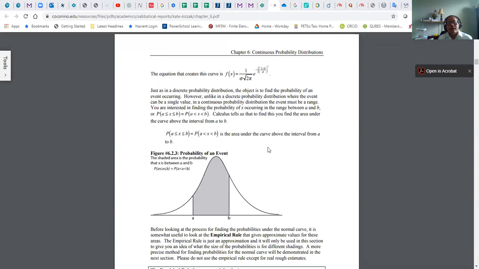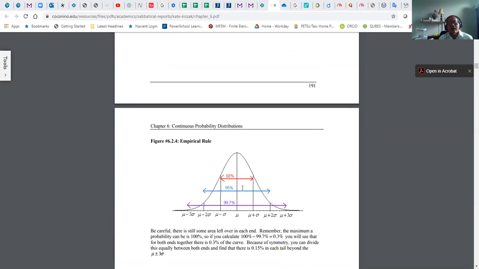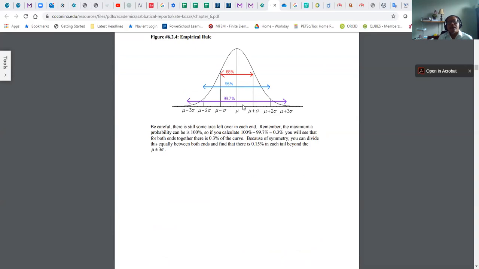And this is the probability of an event, like from A to B. Yeah, I think you remember this. This is what we call the empirical rule. Okay, the empirical rule is like this. So from here to here, we call it one standard deviation, from the right to the left. And from here to here we call it two standard deviations. From here to here, we call it three standard deviations.